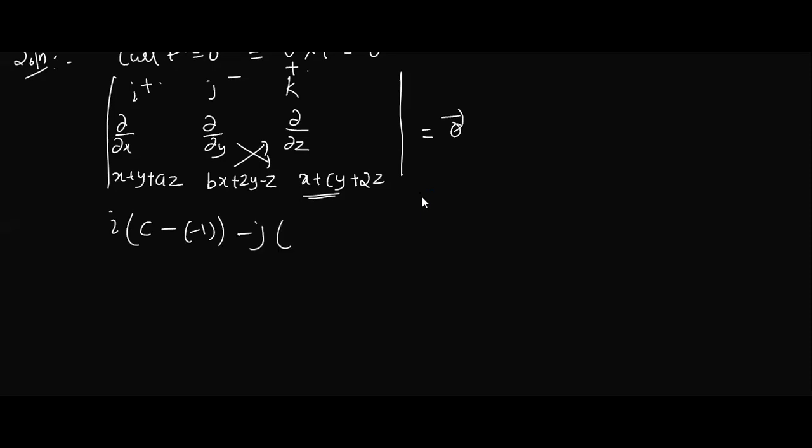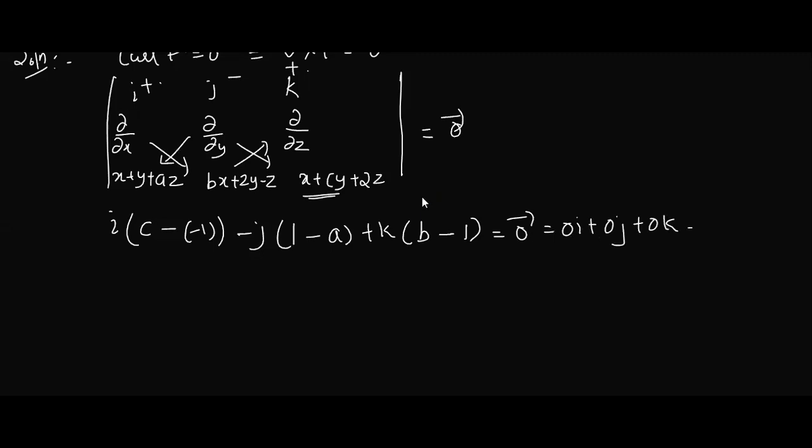Minus j into bracket. Leave the row and the column. Derivative of this term with respect to x is 1. Derivative of this term with respect to z is a, so minus a. Plus k into bracket. Leave the row and the column. Derivative of this with respect to x is how much? b. Derivative of this term with respect to y is 1, so minus 1. It is a 0 vector, right? So 0 vector can be written as 0i plus 0j plus 0k.